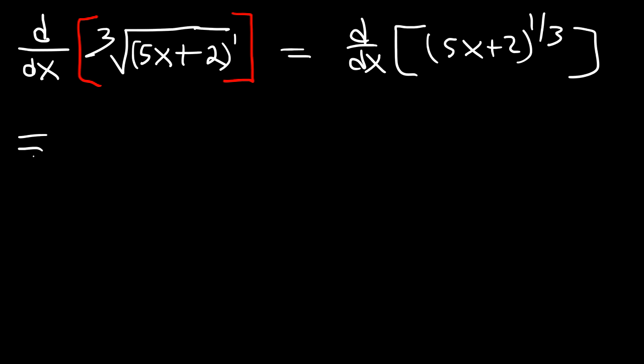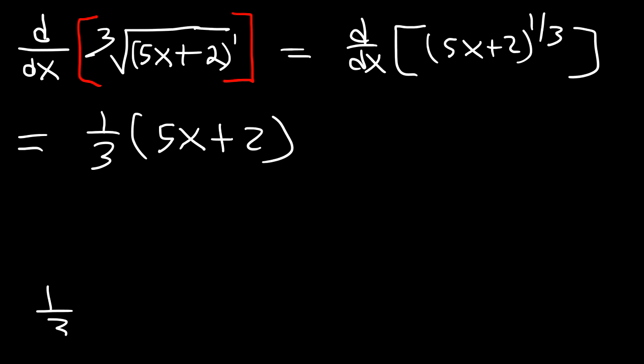Now, like before, we're still going to use the chain rule. So let's work on the exponents first. So let's use the power rule. So we're going to move the 1/3 to the front and keep the inside function g of x the same. And then we're going to subtract the exponent 1/3 by 1.